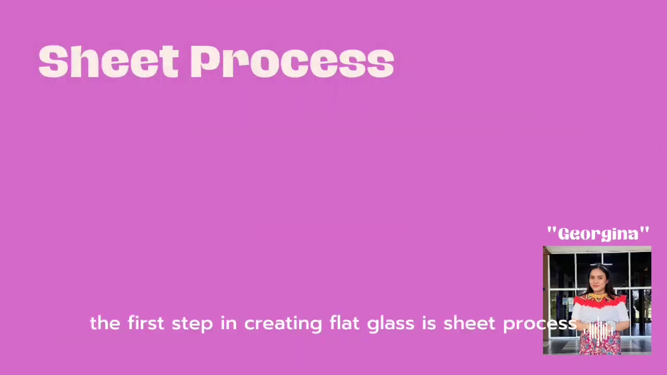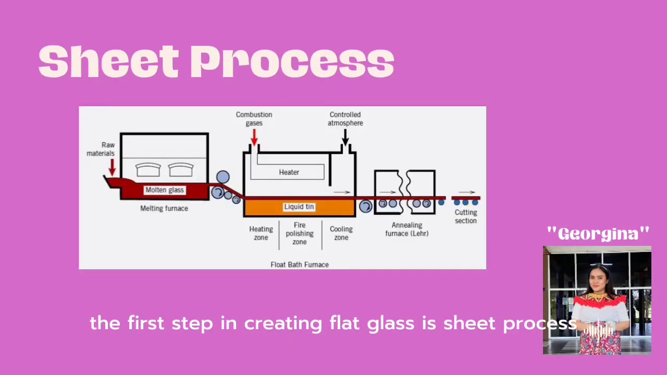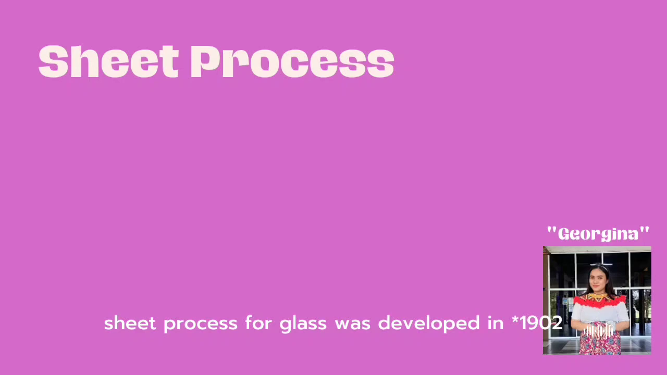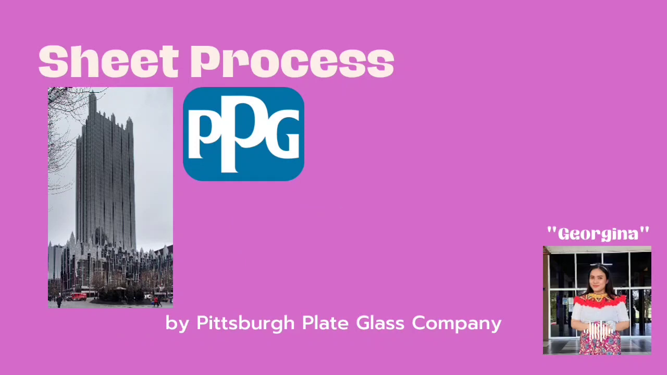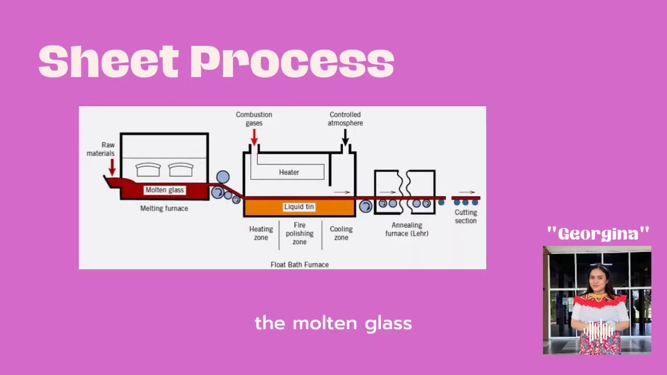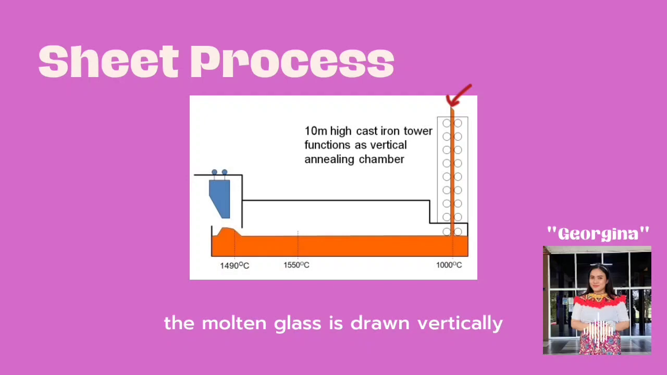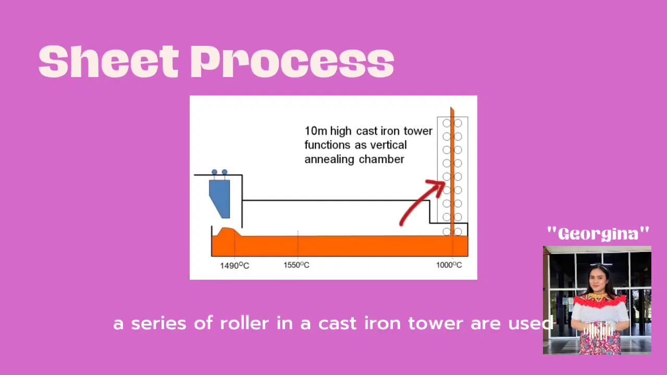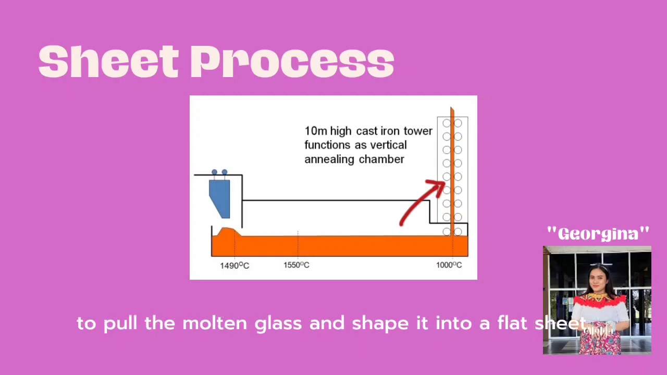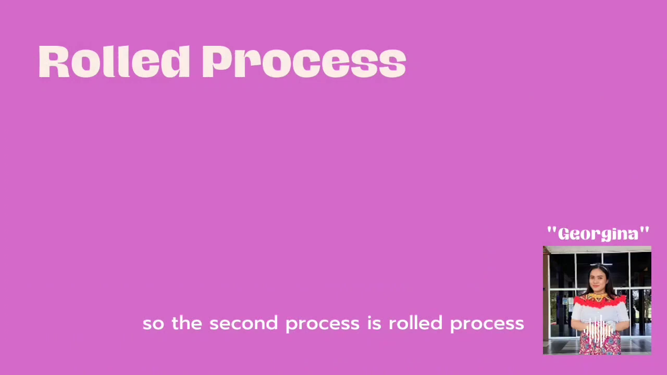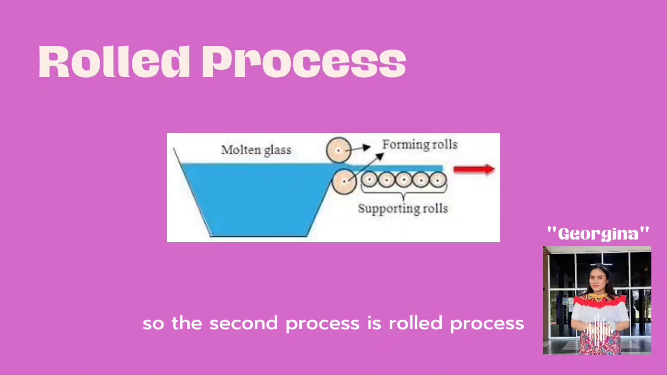So the first step in creating flat glass is the sheet process. The sheet process for glass was developed in 1922 by the Pittsburgh Plate Glass Company. In this process, the molten glass is heated to a temperature of 950 Celsius. The molten glass is drawn vertically as a continuous ribbon. A series of rollers in a cast iron tower are used to pull the molten glass and shape it into a flat sheet.